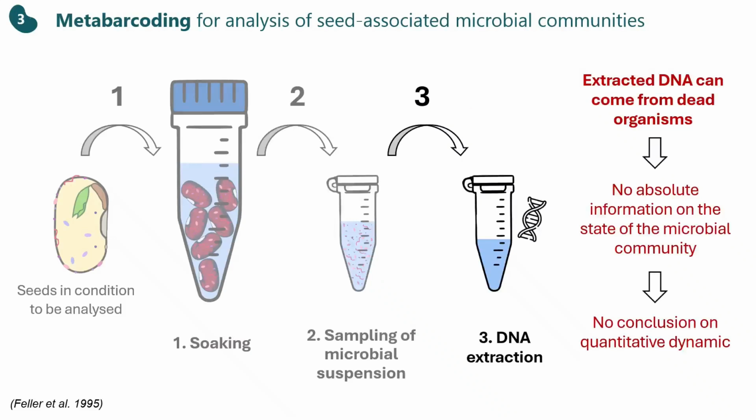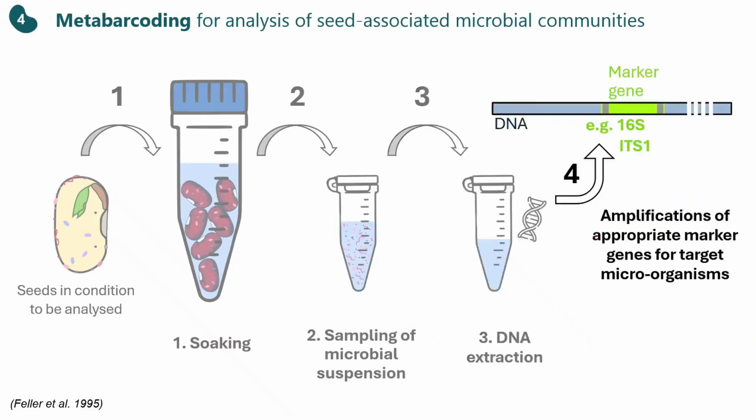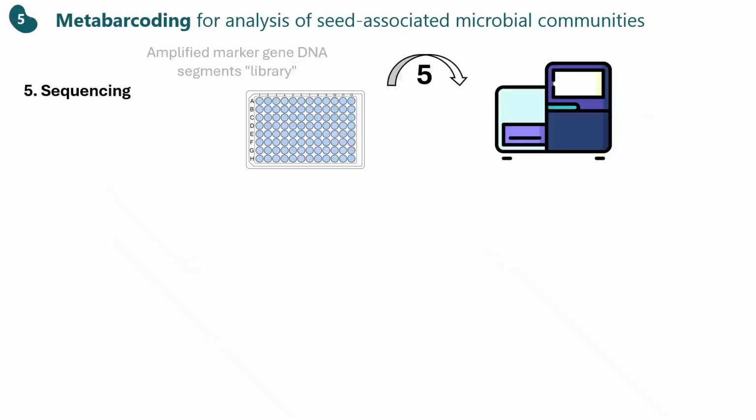It's important to note that this DNA extraction process does not ensure our analysis focuses on viable microorganisms, as conserved DNA from dead organisms may be extracted as well. In this extracted DNA, the segments corresponding to marker genes specific to microbial kingdoms, such as bacteria, fungi, etc., can be amplified by polymerase chain reaction, or PCR, to reach a high enough number of copies of these genes to allow for sequence analysis.